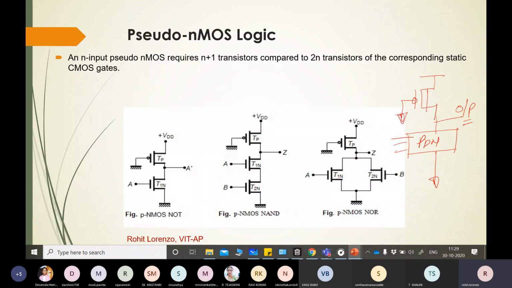The PMOS is connected to ground, which means it will always be on, and based on the input it will work. Suppose you want to design an inverter, then just one transistor is needed, and based on the input it will work. And suppose you want to design a NAND gate, A dot B bar, I need 2 series transistors. But if I design the same NAND gate in static CMOS, the total count will be 4 transistors. Here you can see one pseudo NMOS and 2 series.